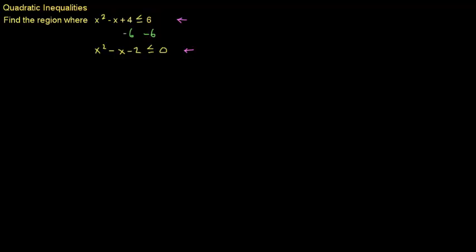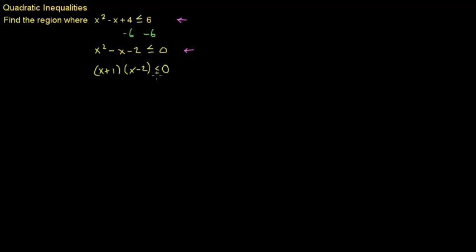Alright, so let's return to the question. And again, feel free to jump in and work from any point on. So the next step is to factor the left-hand side, and this function factors as x plus 1 times x minus 2, which again we want to be less than or equal to 0.